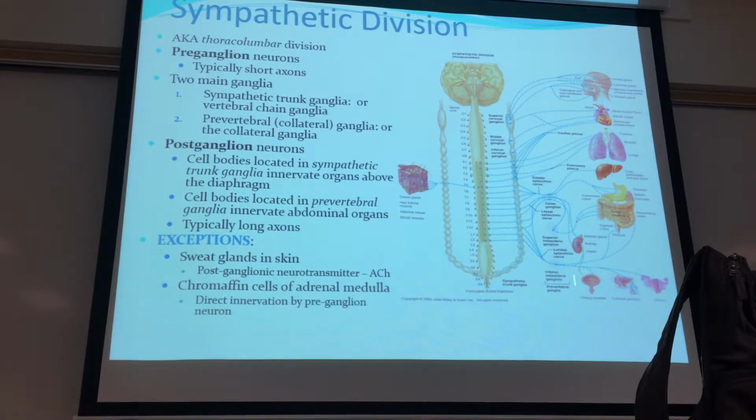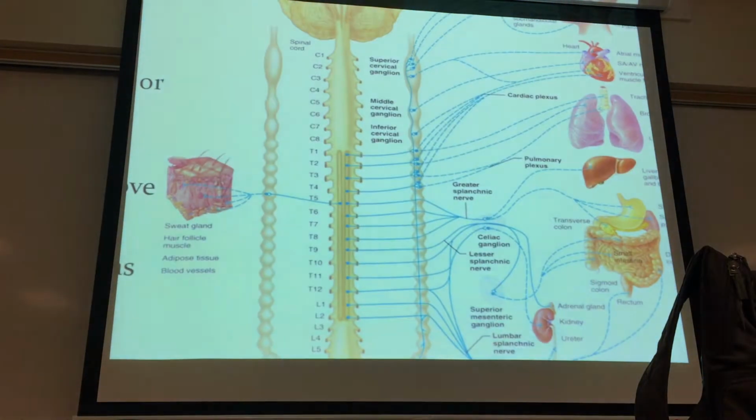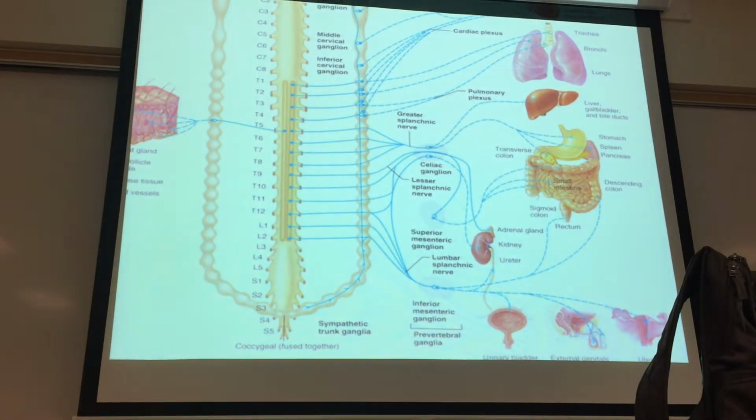So why do we see ganglia outside of the sympathetic trunk ganglion? Take a look at the difference. Here you can see, and let me zoom in a little bit. Let's take a look at T3. T3 comes in, innervates the sympathetic trunk ganglion, and targets the lungs. T4 does the same thing, the preganglion neurons terminate on the sympathetic trunk ganglion, and target the lungs.